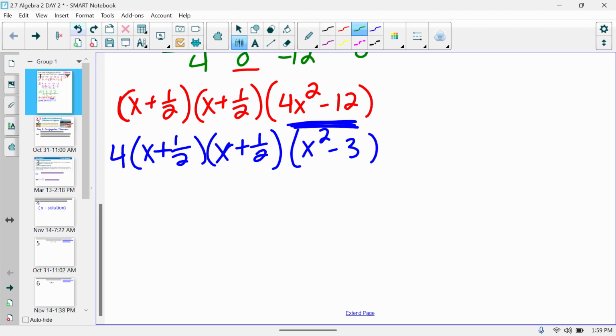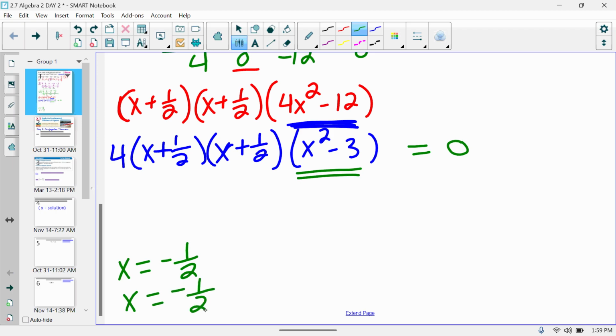So we have to think, how do we solve this, though? Because remember, we want to know what makes it equal to 0. We already figured out that negative 1/2 is a solution twice, right? But then we need to know, how do we get this factor to equal 0? Well, yesterday, when we couldn't factor, we usually had to use the quadratic formula. Guys, you could use the quadratic formula here because A is 1. You would just have to use 0 for B, and C is negative 3.